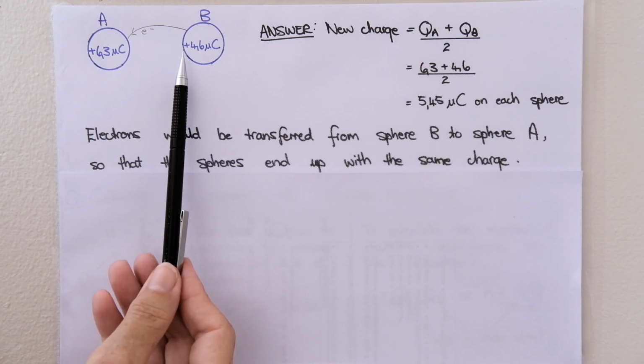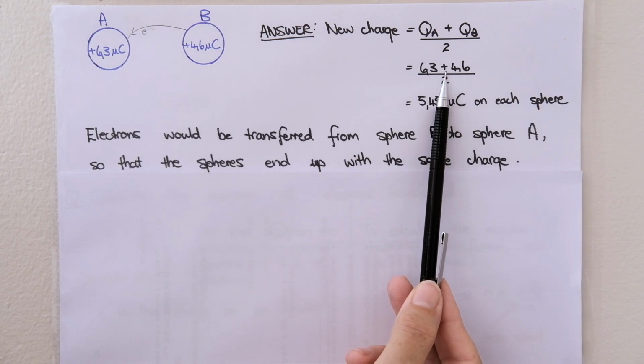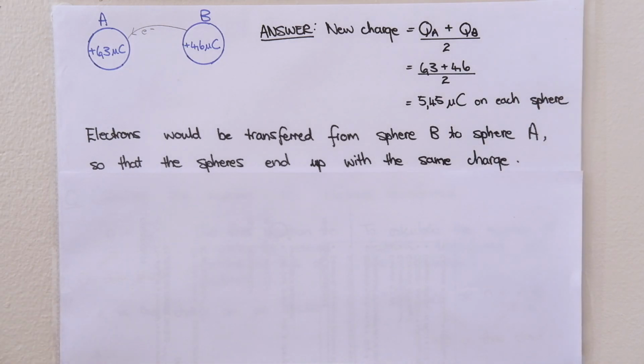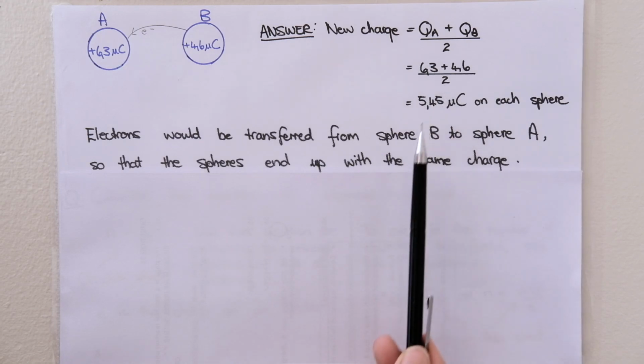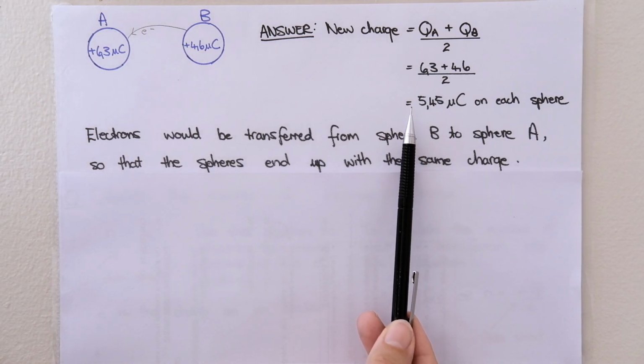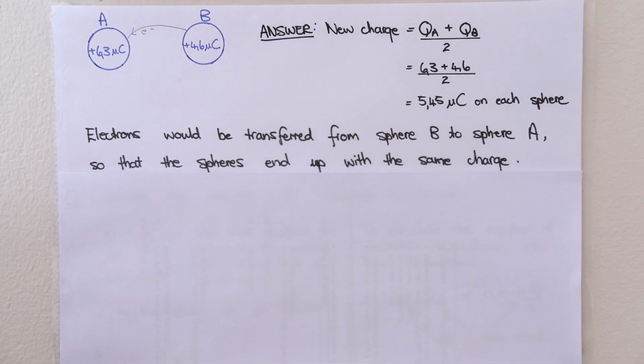Now, if B had been negative 4.6 microcoulombs, then you put the sign negative in there. You must use the signs in this equation, the signs for the charges. In our example, they are both positive. You add up the charges and divide by 2. So the charge on each sphere is 5.45 microcoulombs. If they want the answer in coulombs, then you say 5.45 times 10 to the negative 6 coulombs.